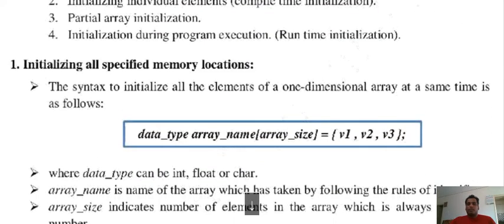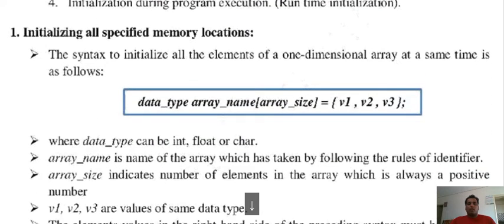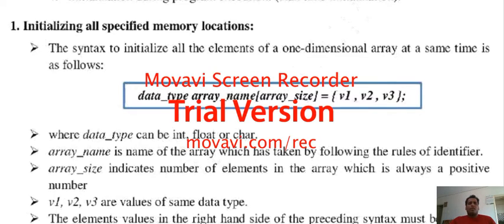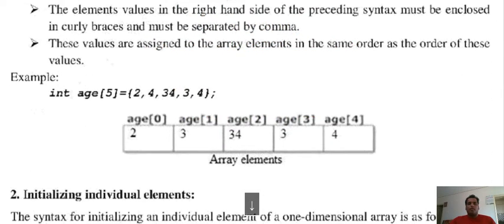Okay, we'll go for the first one: initializing all specified memory locations. In the heading itself they have given all specified memory locations. That means if the array size is 5, we have to give 5 elements together. Very simple, you can see the example: int age[5]. That means the array size is 5, so we have to give 5 elements together.